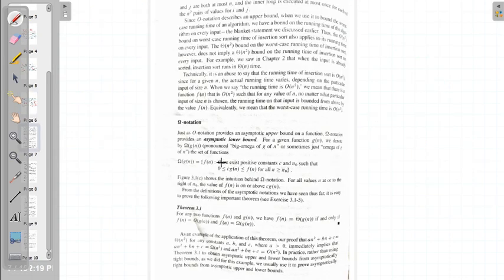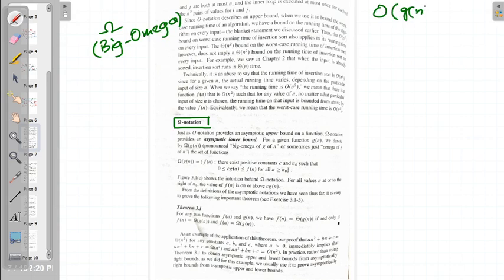And now the next notation that we will be checking is the omega notation. This is called big omega, right? Big omega notation. And the previous one was the big O, big O notation. And now we have this big omega notation.